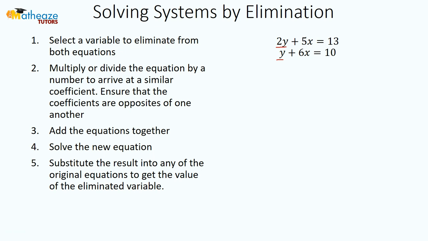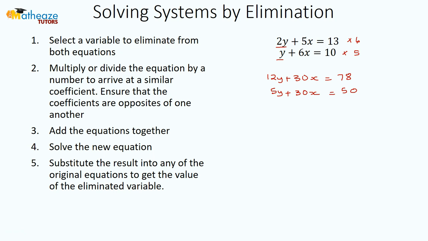So we have 5 and 6, so we're going to find the lowest common multiple of 5 and 6. That's going to be 30. So to make them the same, I'm going to multiply this right here by 6, and I'm going to multiply this right here by 5. So let's get at it. So 2y times 6 is going to give us 12y plus 30x equal to 78. The bottom is going to be 5y plus 30x equal to 50.